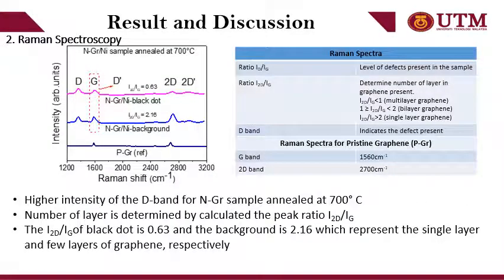This shows the Raman spectrum obtained for N-doped graphene on nickel sample annealed at 700 degrees Celsius. There is a higher intensity of D-band for the N-doped graphene sample annealed at 700 degrees Celsius, and the number of layers is determined by calculating the peak intensity ratio of the 2D band to the G band. The ratio of the 2D band to the G band intensity of the black dot is 0.6, and the background is 2.16, which represent single layer and few layers of graphene formation respectively.